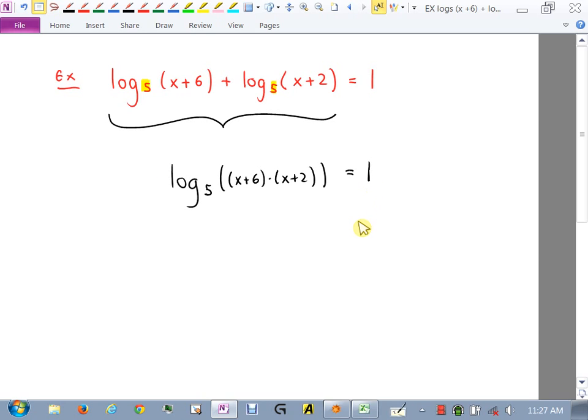Okay, now, the whole reason why I wanted to get it into one log wasn't to use the property we just used, because I don't have a log on this side, right? But what I can do now is the loop. See, I could not do the loop here because we had two different logs. You don't do two loops. We never did that. It's always, if you had one log, you could convert it into a different expression by using the loop. So let's see what this loop tells us we have. 5 raised to the 1 must equal that, right? 5 raised to the first power, not 5 times 1, must equal x plus 6 times x plus 2. Y'all still with me?